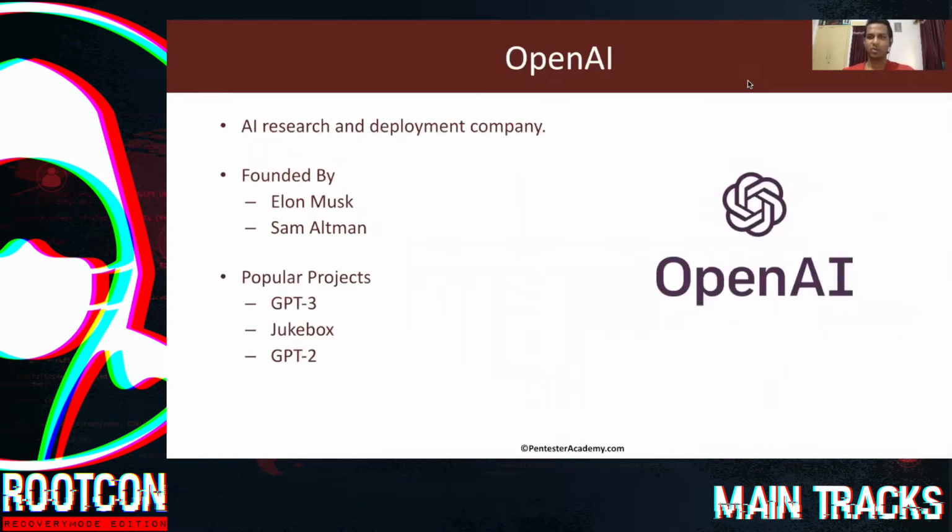So before we get into OpenAI's GPT-3, a little bit about OpenAI. OpenAI is an AI research and deployment company. It was founded by Elon Musk and Sam Altman. The popular projects for which the company is known are GPT-3, which we'll take a look at in a couple of minutes, and Jukebox. Jukebox is a neural network which can generate music. GPT-2 was the predecessor of GPT-3.